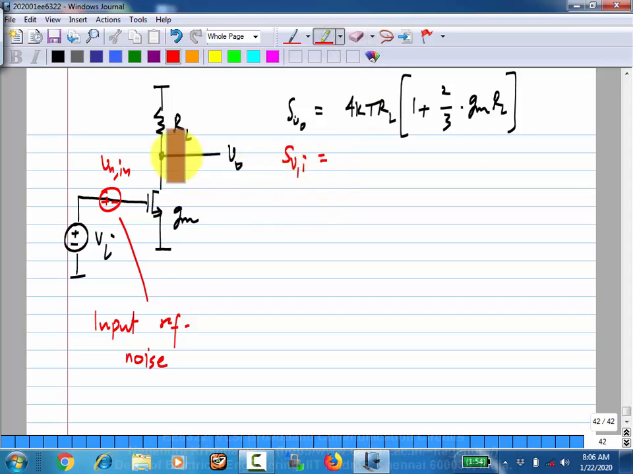So it's basically you calculate the output noise spectral density and divide it by the transfer function magnitude square. Because the spectral density of Vn times the magnitude square of the transfer function is the spectral density of the output noise. So what do you get that to be? Yeah. So you will get basically this thing divided by gm RL squared.